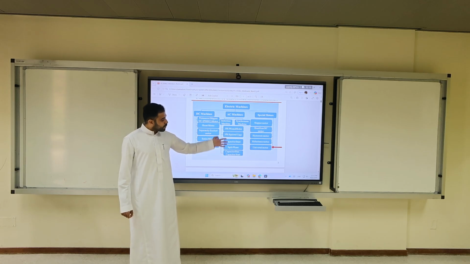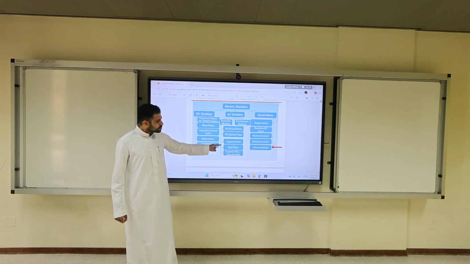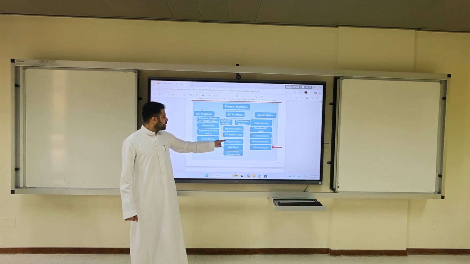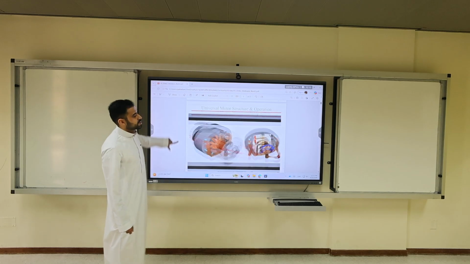The other type of induction machine is the single phase. Here it is mentioned as 3, but in reality there are 5 types depending on how you start them. We have capacitor start, split phase, capacitor run, capacitor start. I'll explain them today, but we will cover pretty much this area today.